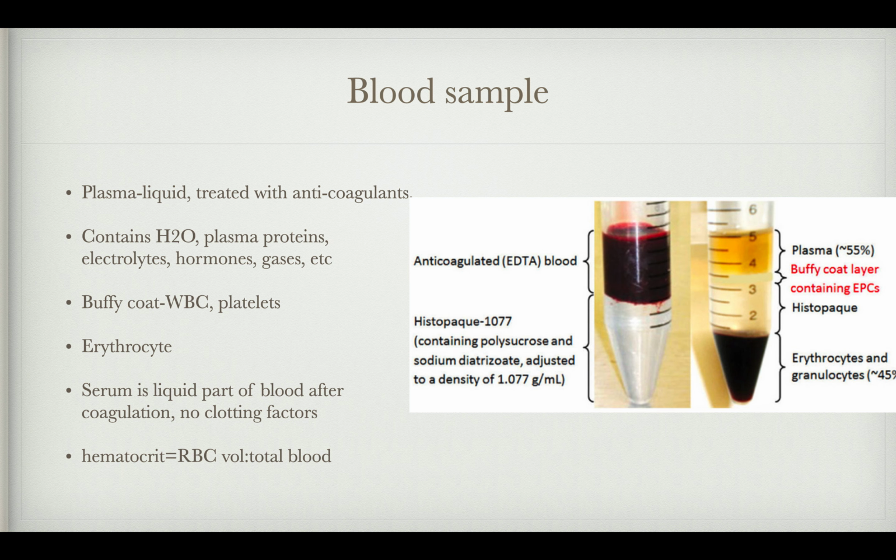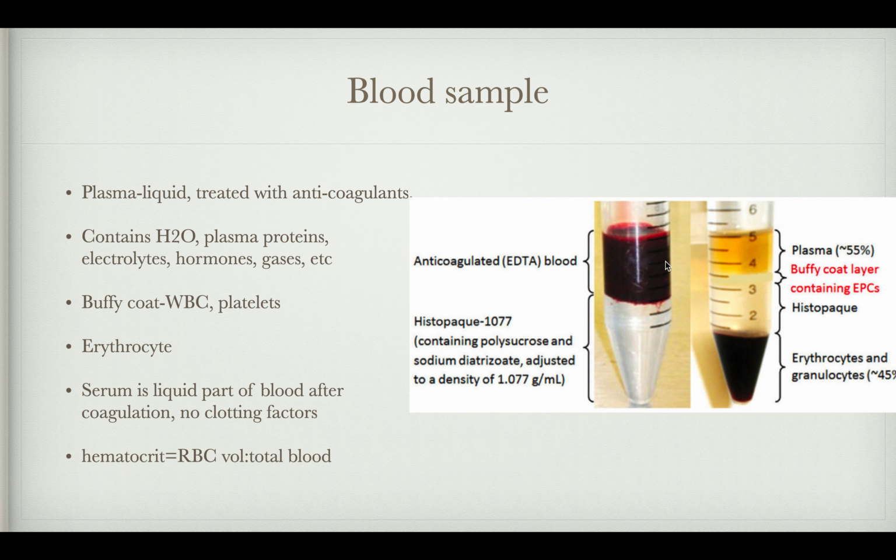After centrifugation, the blood will be separated into the plasma, the buffy coat, the hematocrit, and the red blood cells down here. So the plasma is the liquid portion of blood, and it's treated with anticoagulants. It contains water, the plasma proteins, electrolytes, hormones, gases, and various metabolic waste.